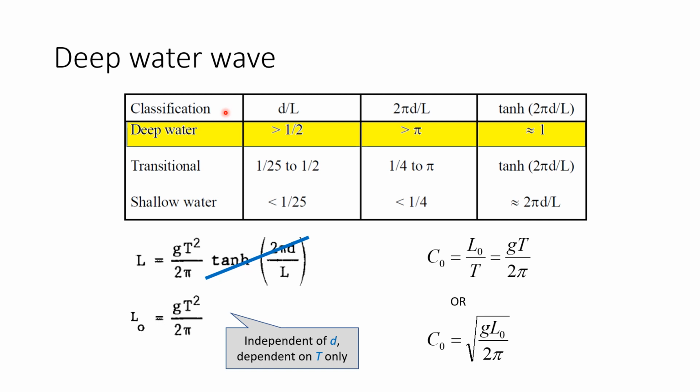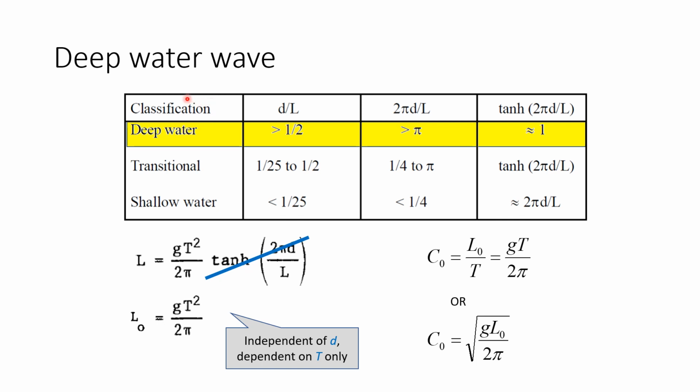In other words, whether the water is deep or shallow is not dependent on the actual water depth itself. It's dependent on the wave compared to the water depth. So for example, if you have a 10-meter water depth and you have a 20-meter wavelength, 10 divided by 20 is half.